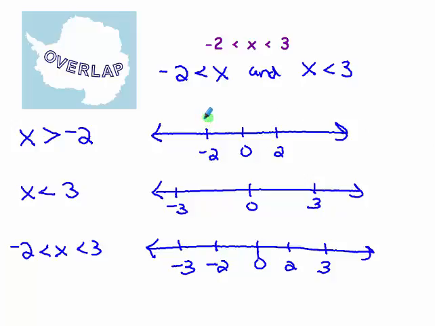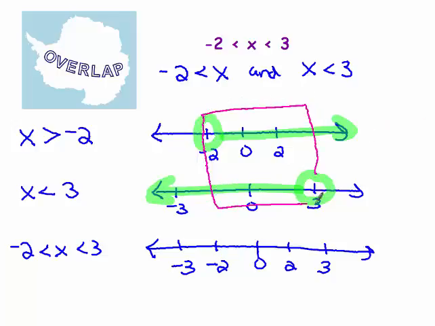Open circle on -2, shaded to the right. Open circle on 3, shaded to the left. And my final graph is where they're overlapping right here. So it's open circle on -2, shaded to the 3 where there's an open circle. Typically, if it's written in this format, notice it's between 3 and -2. It's between 3 and -2, the most common type of conjunction graph.